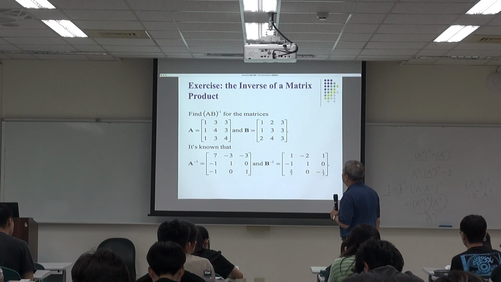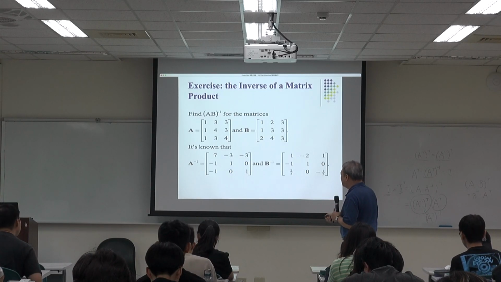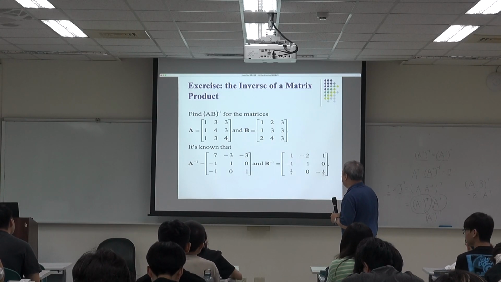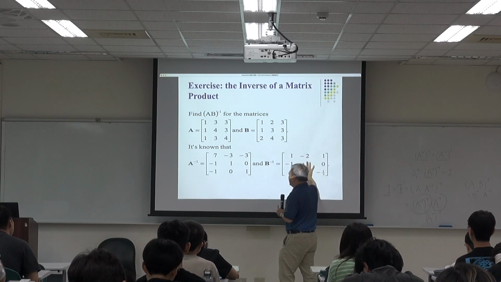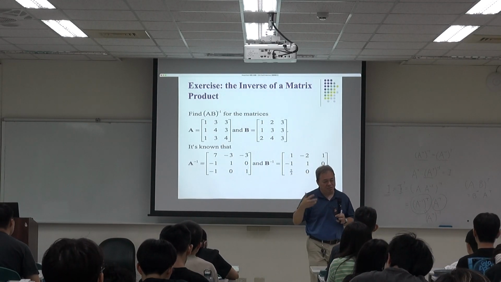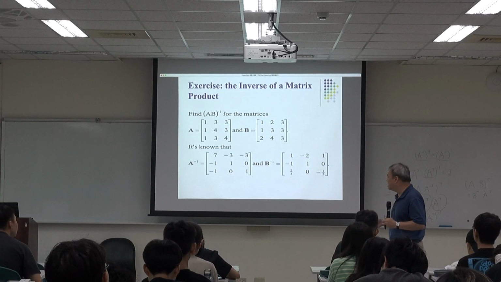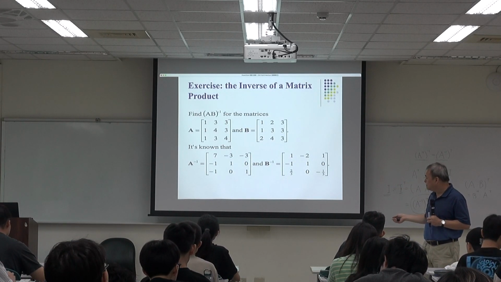So this is the inverse of a matrix product. Find (AB) inverse for the matrices here. If we know A inverse is like that and B inverse is like that, we already give you that, then (AB) inverse will be B inverse times A inverse, so it's going to be this one times this one. I know it's a lot of calculations, but you get the idea. Because of time constraints, I will skip the calculations.